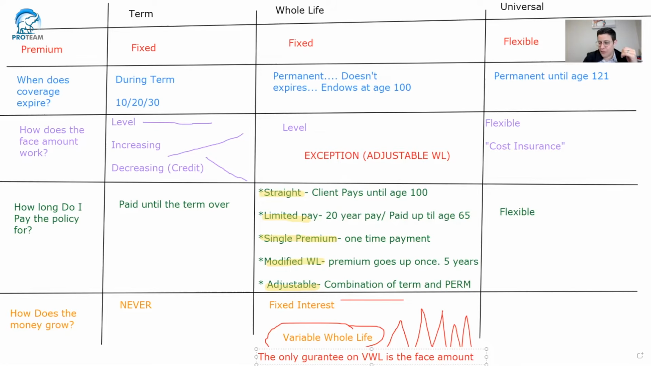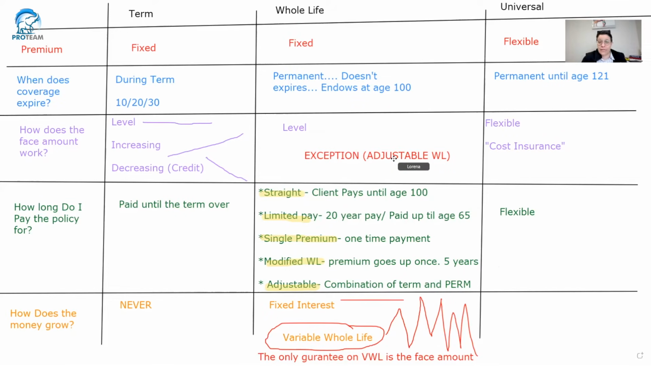I'm telling you that because it pops up on the test. The only guarantee that a variable whole life policy offers is the face amount. That is it. Nothing else is guaranteed. The risk is run by the client.